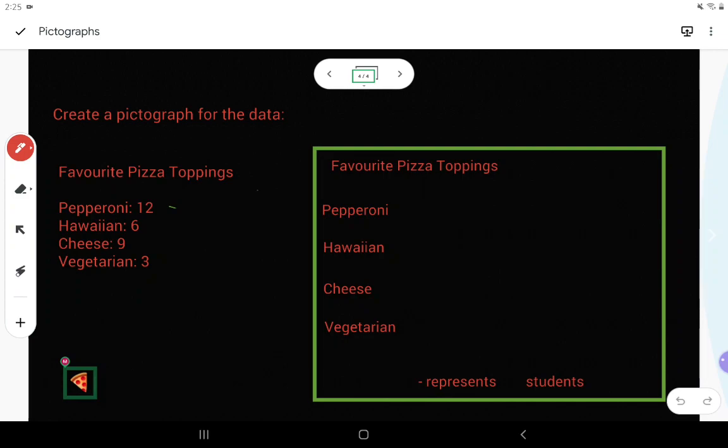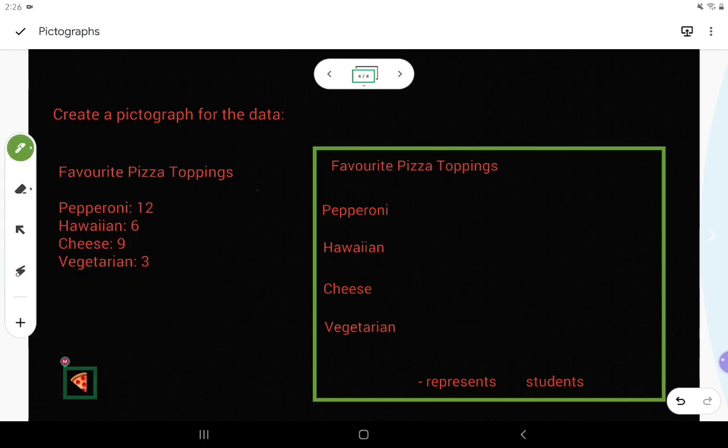So with something like this, I'm going to create a pictograph for this data. So here we go. I've got my favorite pizza toppings of grade 8s. And again, based off of what I remember from when we used to be able to have things like pizza parties in the school. So we've got pepperoni, Hawaiian, cheese, and vegetarian, and always a surprising number of students like just plain cheese pizza. You guys are crazy.